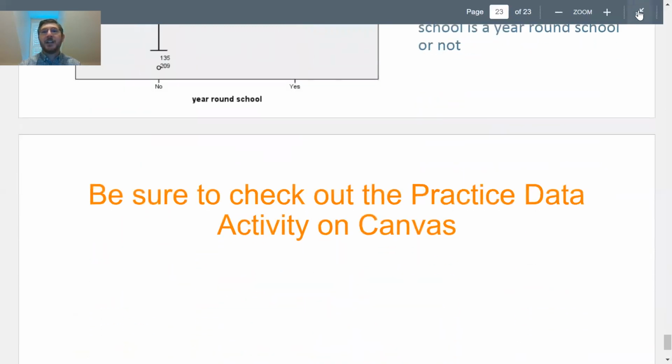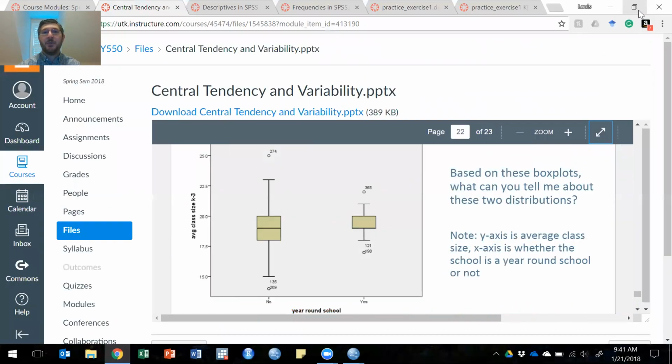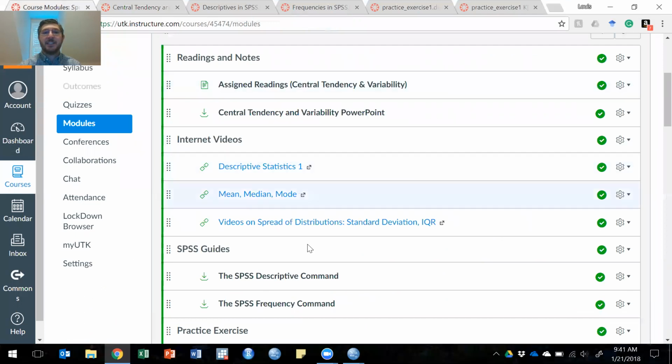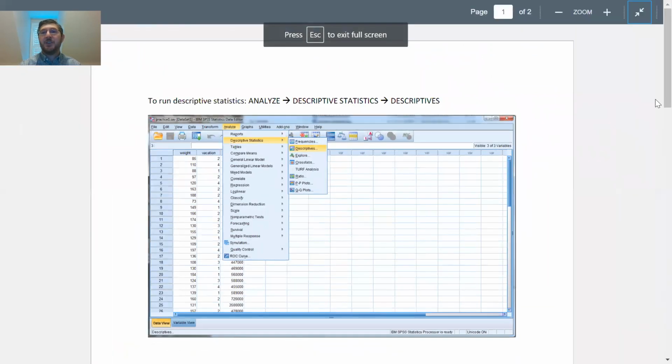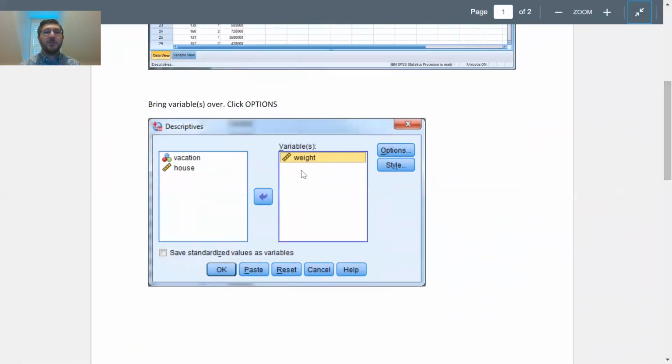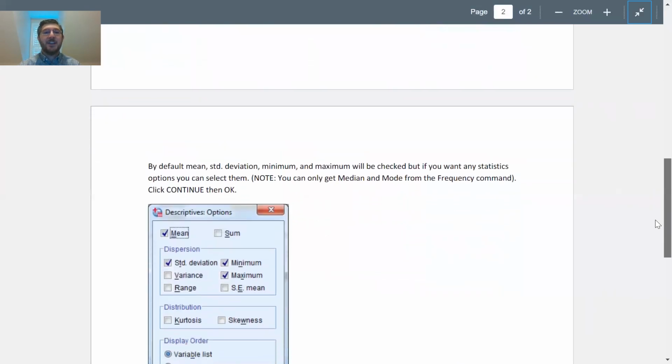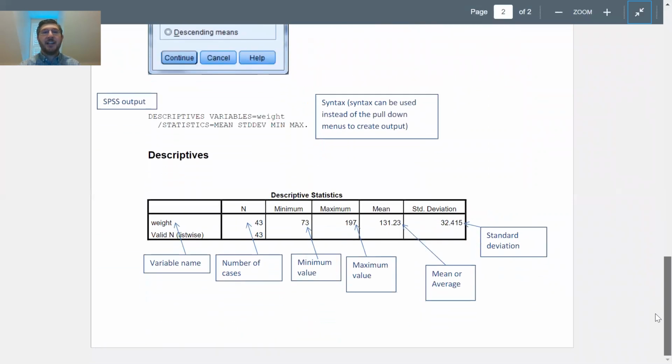So that's kind of a quick overview then of the PowerPoint for this week. Also linked in Canvas are some SPSS guides. If you look here, this shows you how to run a descriptive statistics command in SPSS. You go to Analyze, Descriptive Statistics, Descriptives, and then you bring over which variable you want descriptive statistics for, and then you can choose which ones you would like, and then here's your output, and I have annotated what each of the values mean.